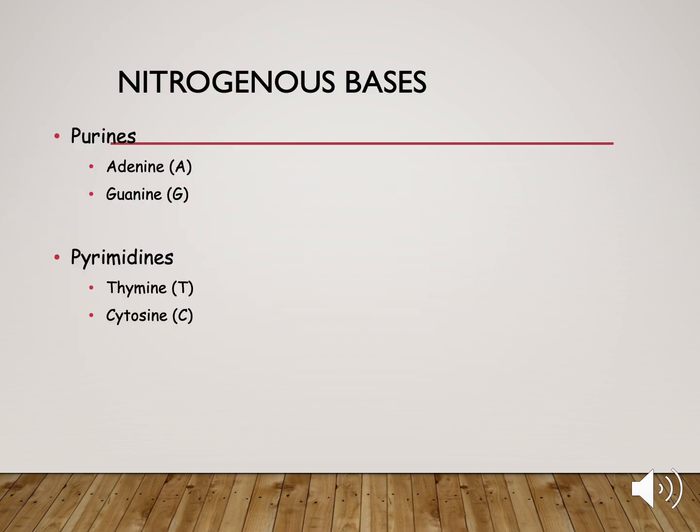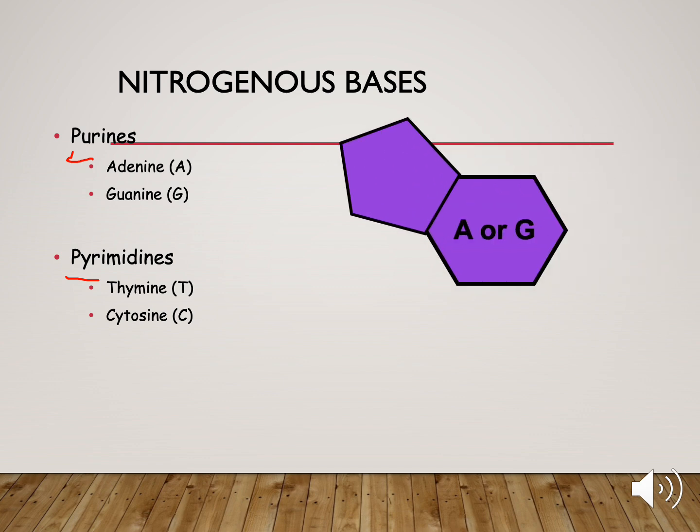Our nitrogen bases are grouped into 2 categories, and this is something that is done in organic chemistry. We have the purines and the pyrimidines. The purines are going to represent adenine and guanine, and you'll notice that the purines have 2 parts to their structure. The pyrimidines only have 1 part to their structure, and that's going to be thymine or cytosine.